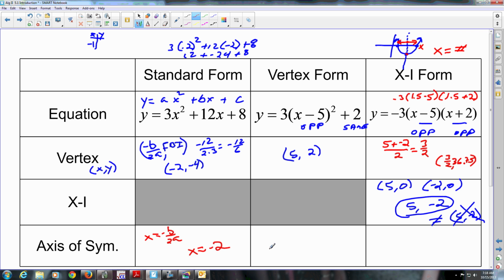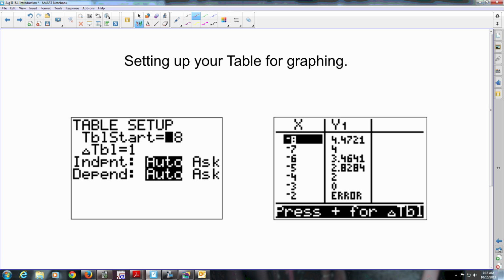This one, x is equal to 5. And this one, x is equal to 3/2. Okay? So to graph these things, the first thing you want to do, the first time you set up your calculator, is make sure that your table is set so that it's going to fill it out for you. So both of these need to be checked.